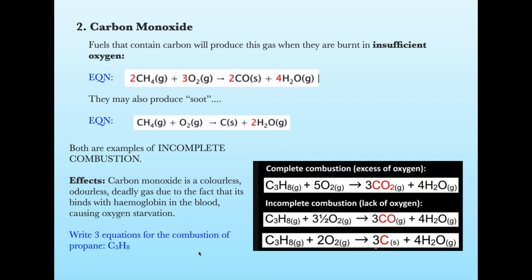Okay, check your balancing. Now you can see here they've used fractions, which is okay. It's okay at A level. At IGCSE people prefer whole numbers. But this is good because it means you can compare the amounts of oxygen. So with complete combustion, there's 5 moles of oxygen. With incomplete combustion, if you produce carbon monoxide, 3.5 moles of oxygen. And incomplete combustion to produce soot is just 2 moles of oxygen. So you can see the less oxygen you have, the more incomplete combustion you get.